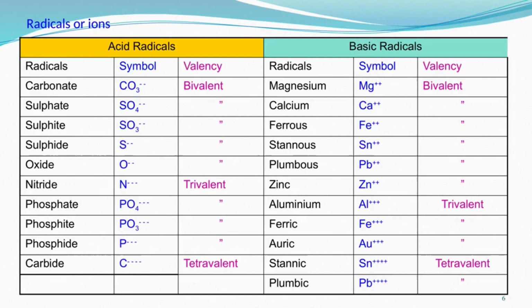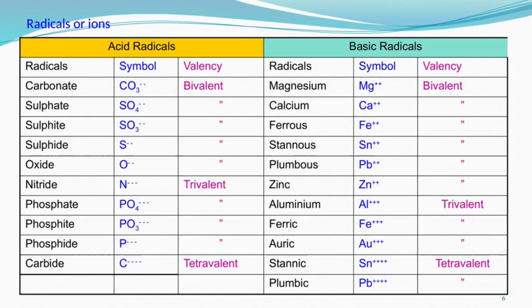What is their valency? Bivalent means having 2 valency, and trivalent means having 3 valency, and ate is written there. Like phosphate, phosphite: look there, phosphate has ate, phosphite has ite, and at the end oxygen is there. The one with fewer oxygen atoms is given ite, and the one with more oxygen atoms is given ate. Similarly other radicals are there, having different valency, and you can understand by looking at this table.